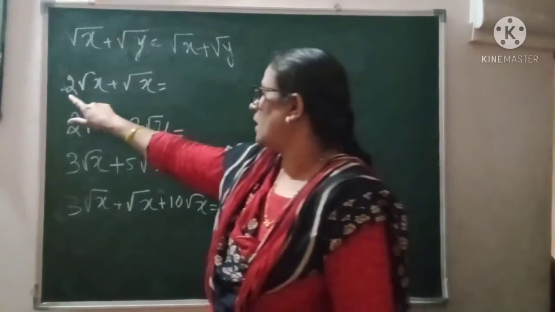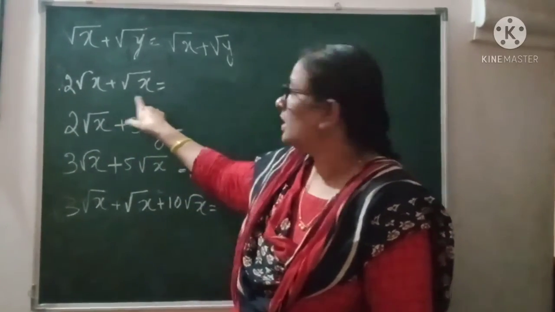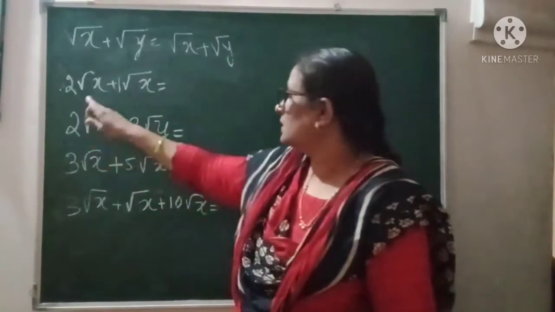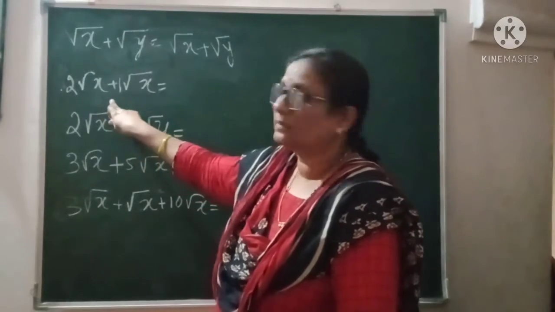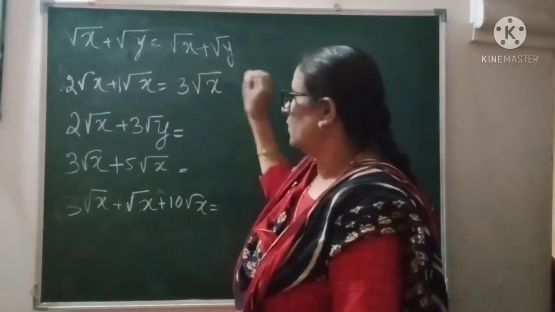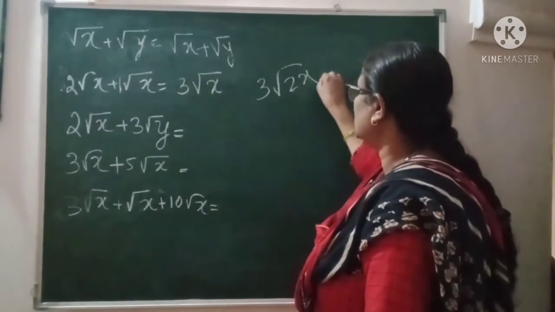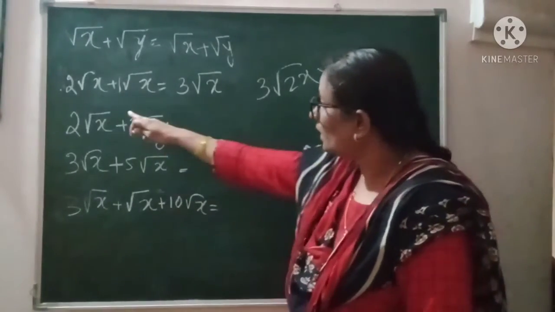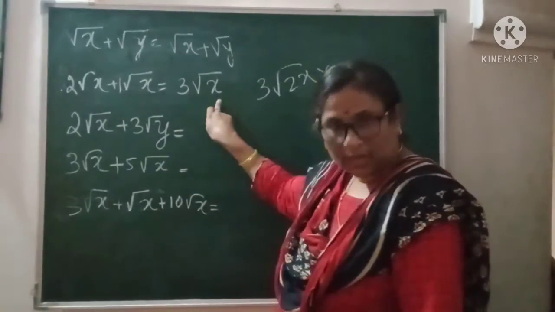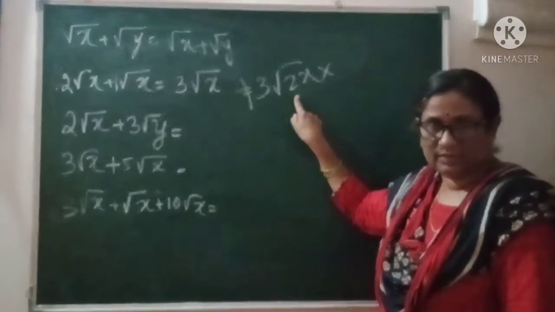Okay, now proceeding with this one. Now look at this one. It is something like this: 2 root x plus root x. Now you can add. These are like surds. 2 root x plus 1 root x is equal to 3 root x. Now most of the children say like this: 3 root 2x, which is wrong. They write this one. 2 root x plus root x is 2 plus 1 is 3 root x, and it is not equal to 3 root 2x. Remember this one, children.